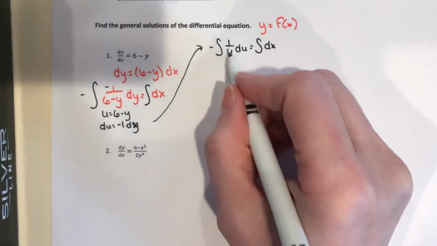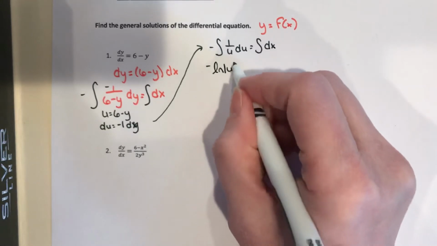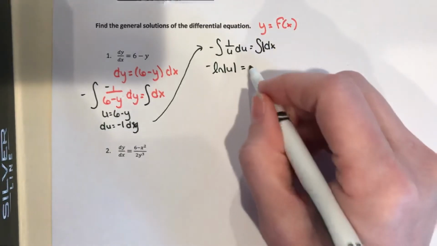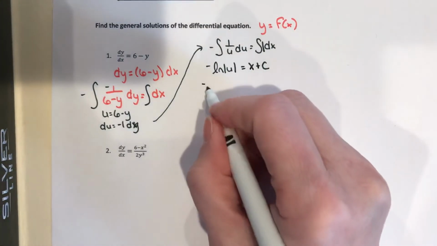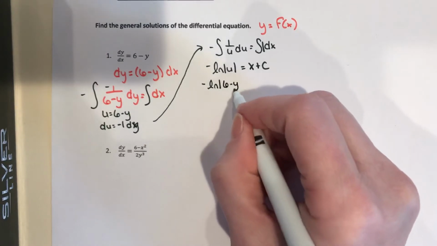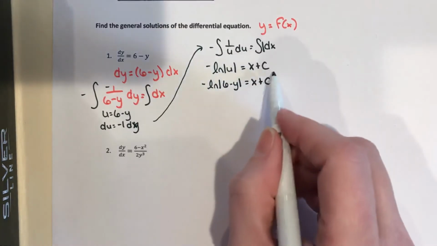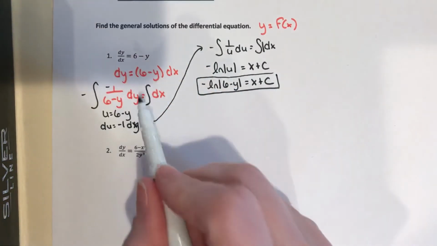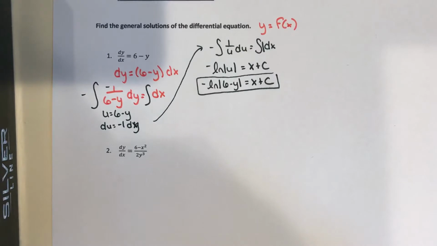So the integral of 1 over u is the ln of u. And the integral of dx, there's really a 1 here, would be x plus c. Next, I'm going to plug back in for u, which is my 6 minus y. So technically, that is our general solution. We are done. We separated the variables, we took the integrals, we put our plus c in.